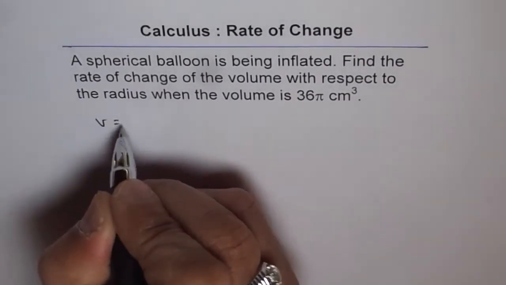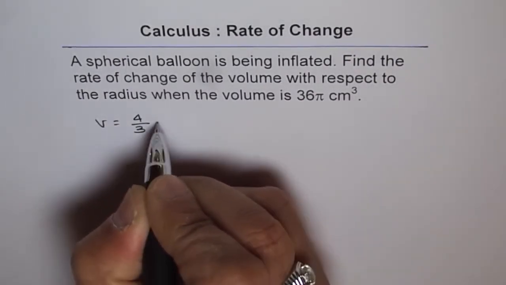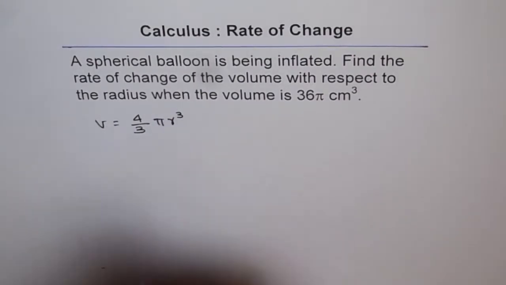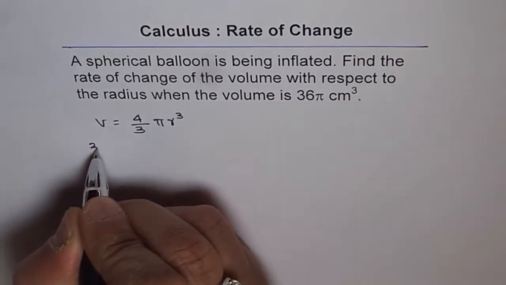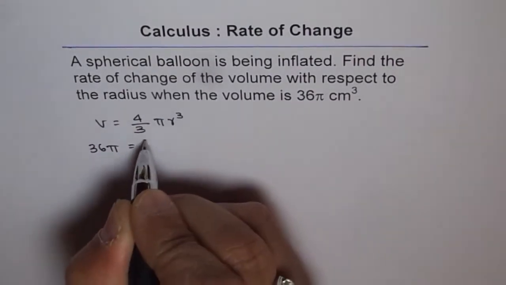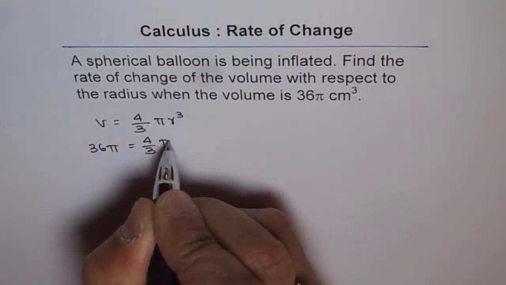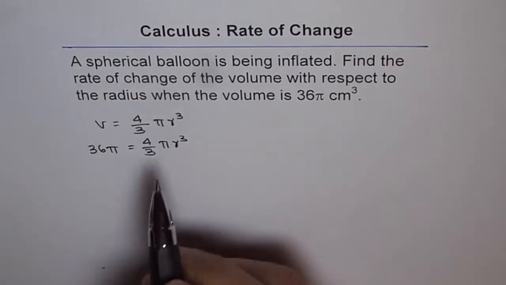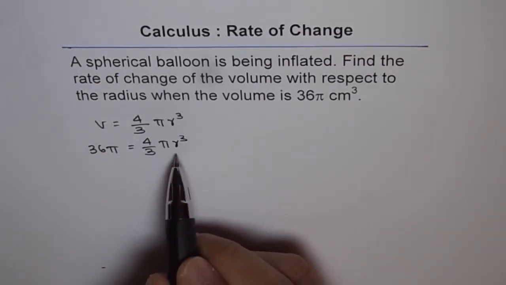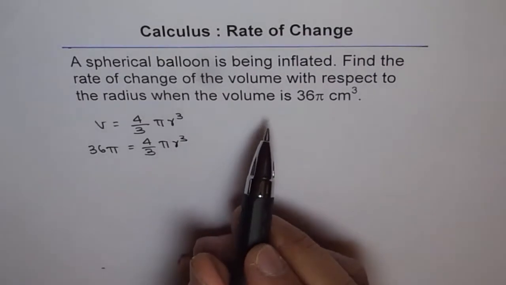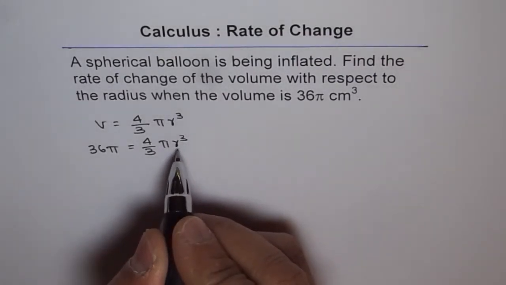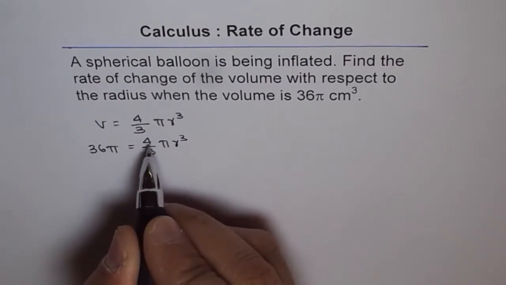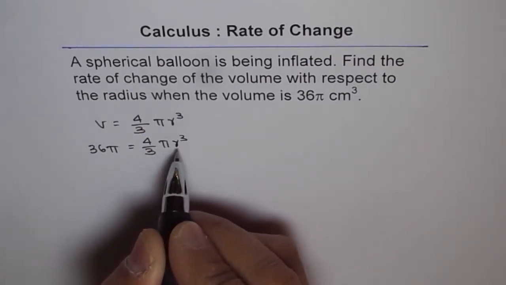So volume is 4 by 3 pi r cube. Now volume is given to us as 36 pi. So we can write here 36 pi is equal to 4 by 3 pi r cube, right? Now from here we can find the radius r, since radius r is not given to us. So we'll simplify this to find r. So we'll multiply by 3, divide by 4, divide by pi, and then cube root.